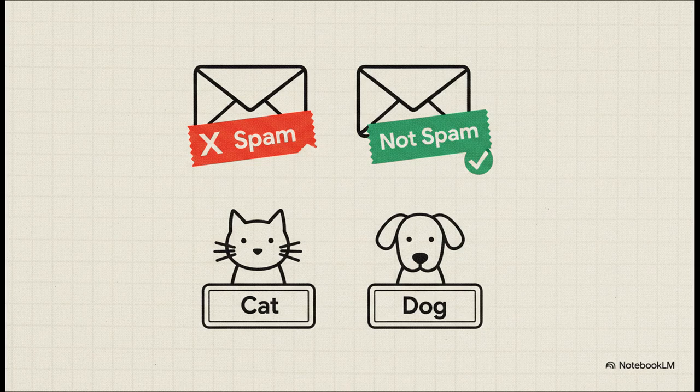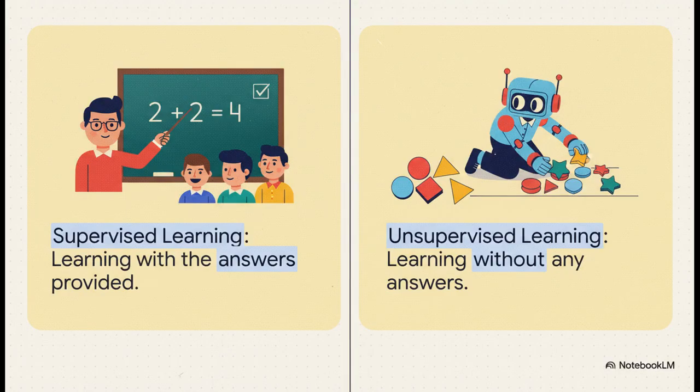So for a spam detector AI, the label for every email is either going to be spam or not spam. Simple. If an AI is sorting animal pictures, the correct answers are cat or dog. The label is always that one specific thing, that outcome we want the AI to eventually learn how to predict all by itself. And this whole idea of having an answer key or not having one is what splits AI learning into two main paths.